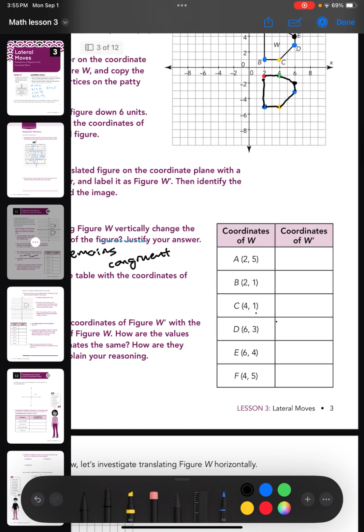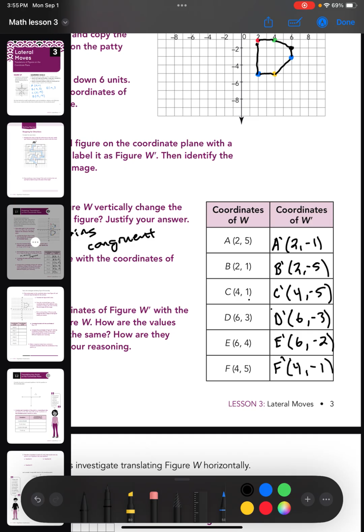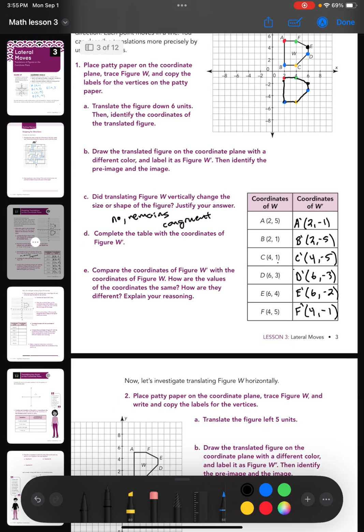So if we're going to complete the table of ordered pairs, our new point A is going to be at the point 2, negative 1. Our new B is going to be at the point 2, negative 5. Our new C is going to be at the point 4, negative 5. Our new D is going to be at the point 6, negative 3. Our new E is going to be at the point 6, negative 2. And our new F is going to be at the point 4, negative 1. So there would be all the coordinates of our new figure.